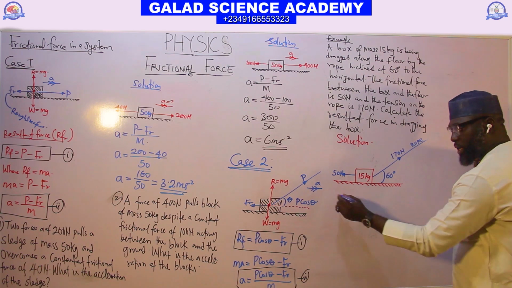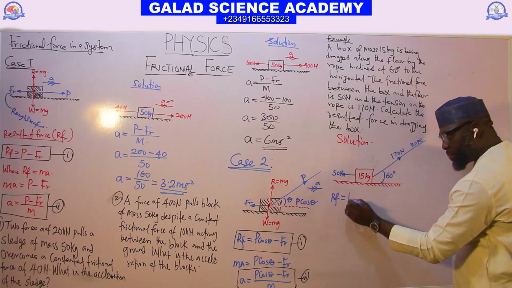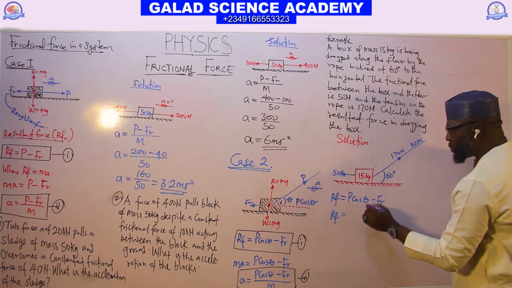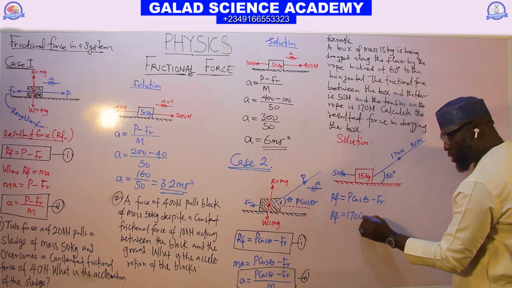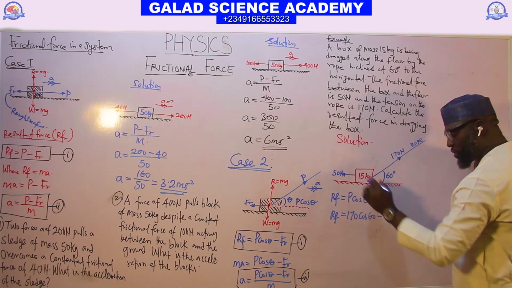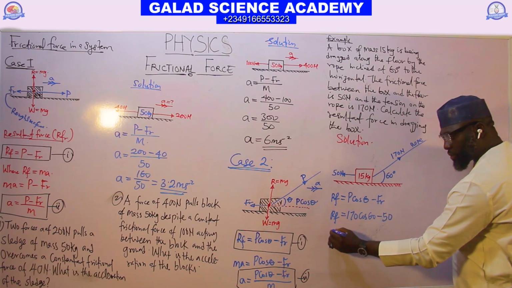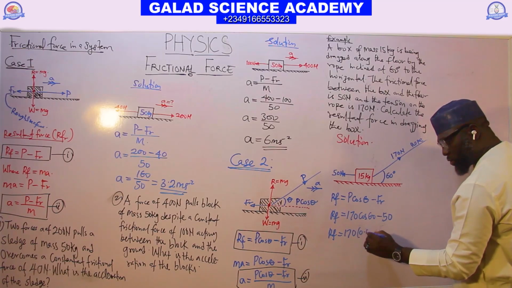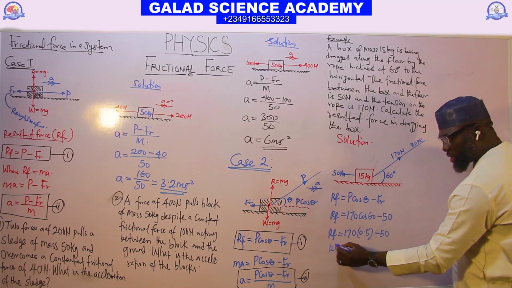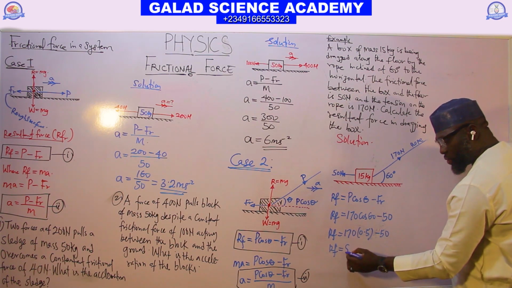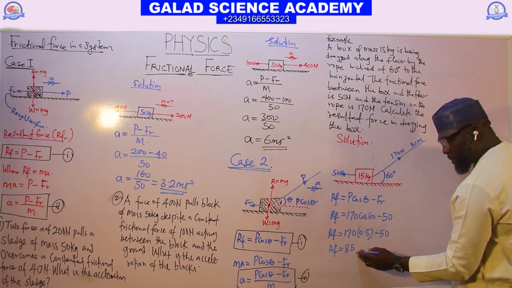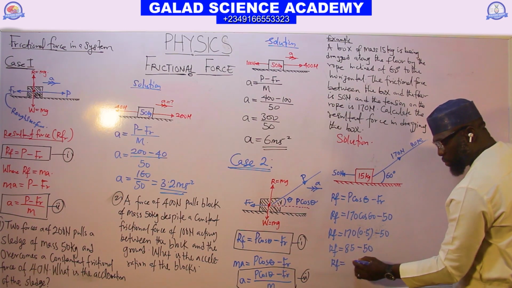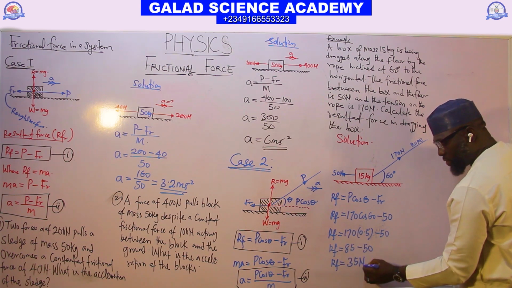What will be the resultant force now? The resultant force is P cos theta minus Fr. What is P? 170. Theta is 60. What is the frictional force? It is 50. So we now have the resultant force as 170 cos 60, which is 0.5, minus 50. So this times this gives 85, minus 50. So you have the resultant force to be 35 newtons.